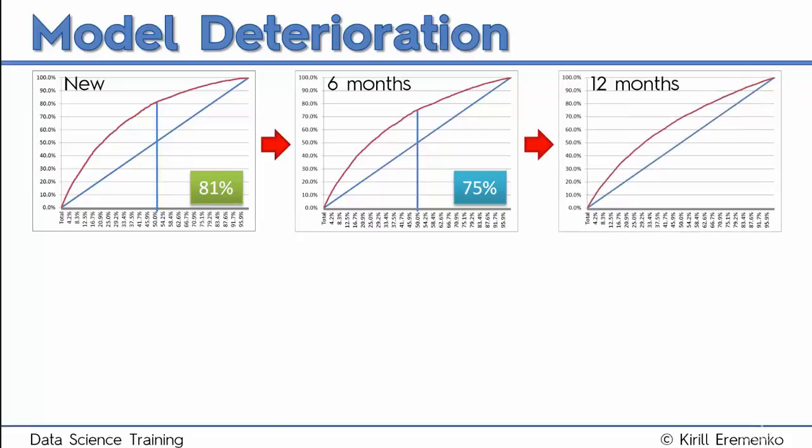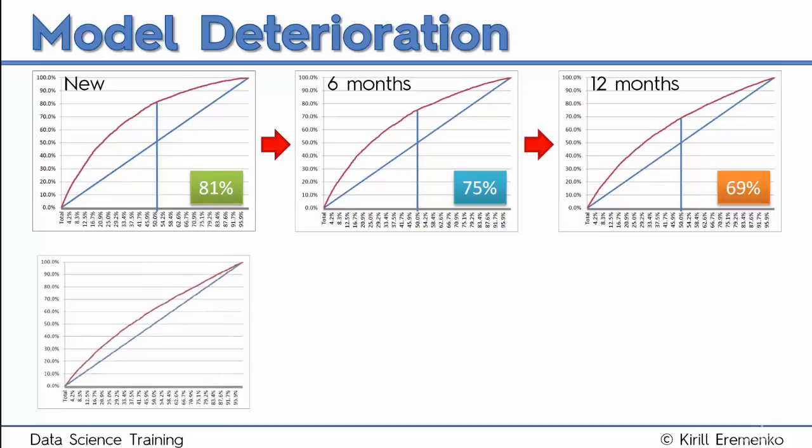Then 12 months down the track. What do we see here? 69%. It just crossed into the poor threshold. So as you remember, 60 to 70 is kind of like a poor model, but it's still around the 70% mark, still maybe driving insights, not as good as when it was brand new, 81%, but it's kind of still doing alright, but venturing into the poor territory.